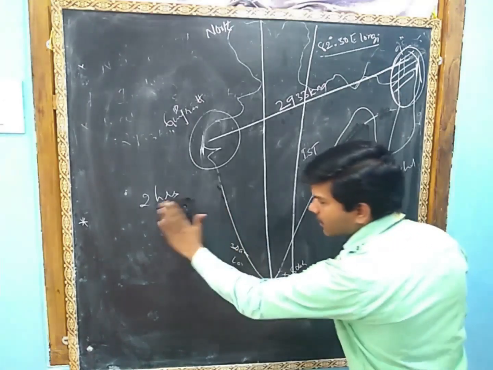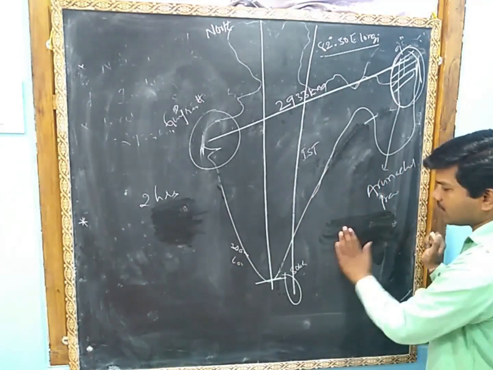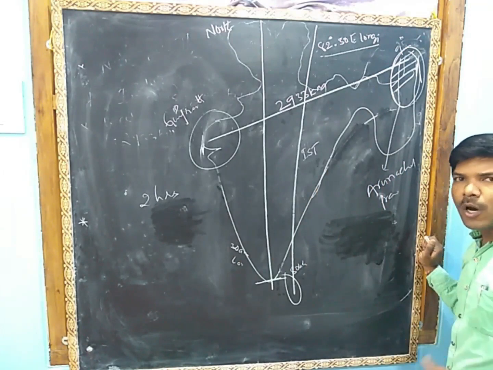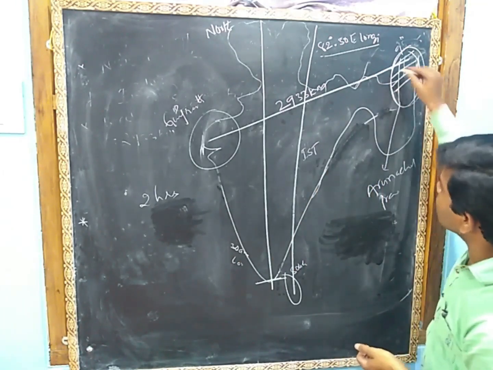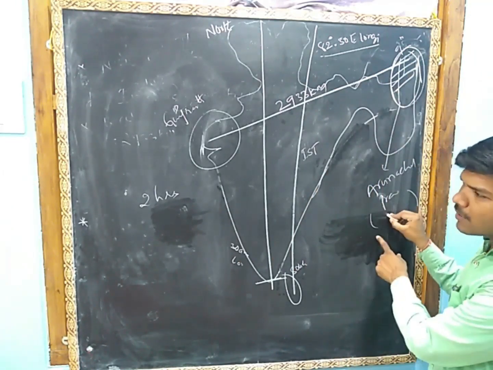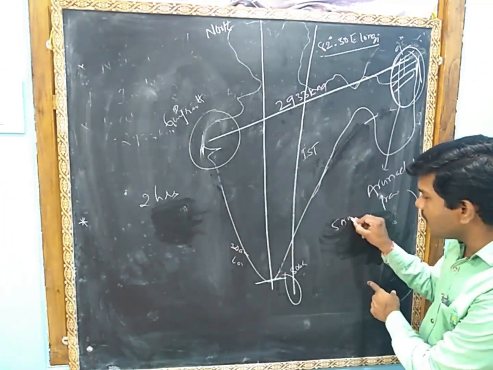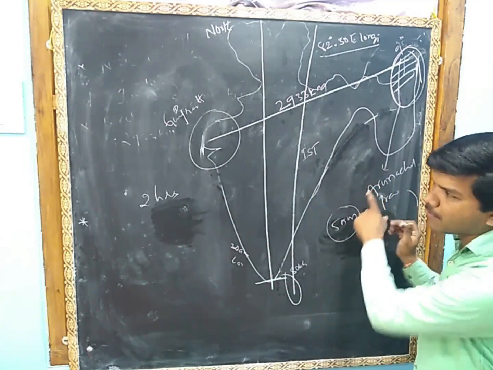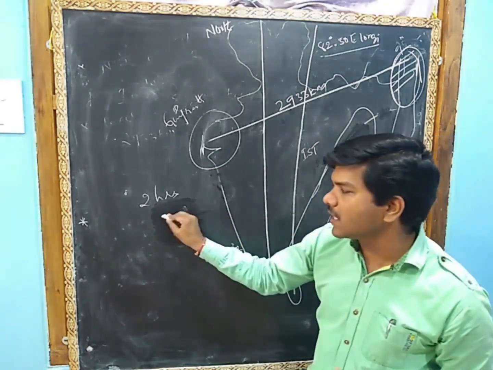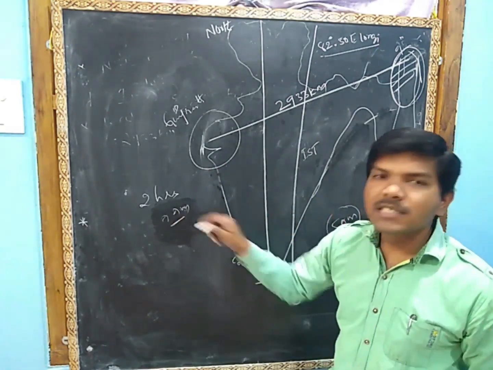So there will be a 2 hours difference. The sun rises first in Arunachal Pradesh. For example, the sun rises at 5 a.m. in Arunachal Pradesh. The same thing, the sun rises in Gujarat at 7 a.m.